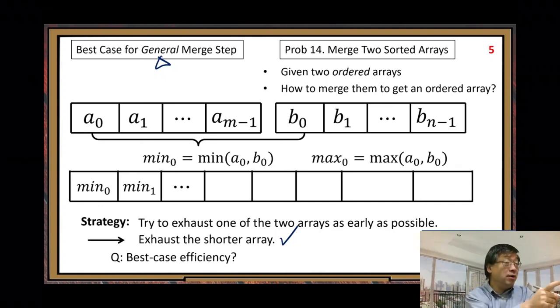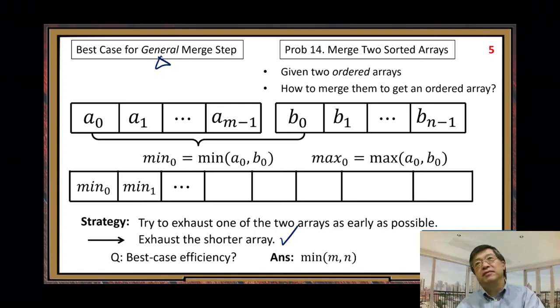So what's that number? The minimum of m and n. That is the answer for the best case: the minimum of m and n. All right, so we complete part 8.2. You can see we're almost there for the merge sort. All right, so let's stop right here.